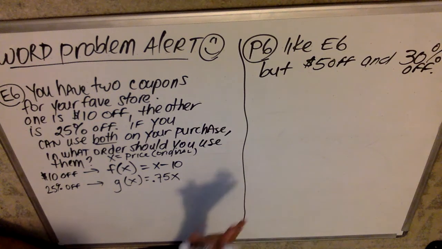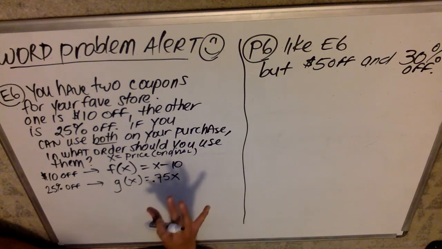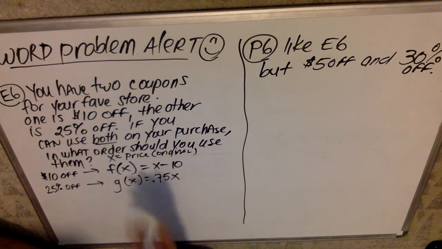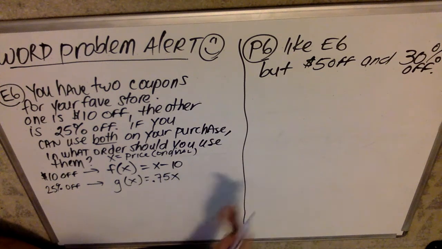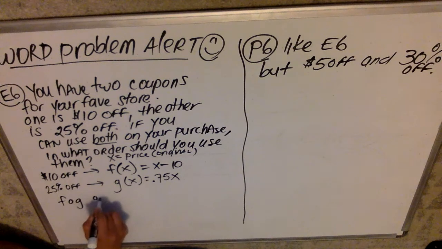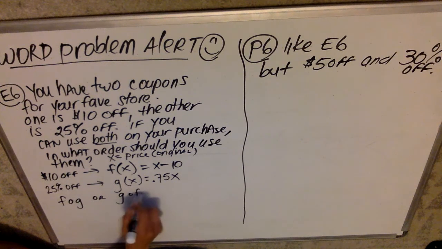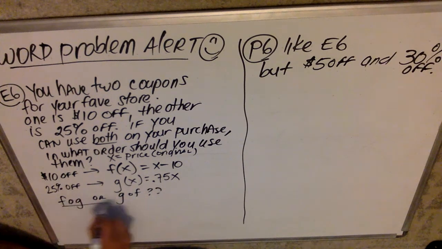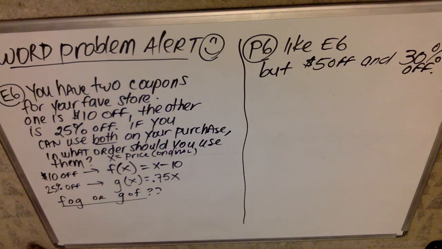So when I ask you the question of which coupon you should use first, this is asking you, do you want f of g of x or g of f of x, right? So essentially, the question I'm actually being asked is, should I do f of g or g of f, right? So let's figure out which both of them are, and then we can see which one gives us a better deal. So let's do f of g.